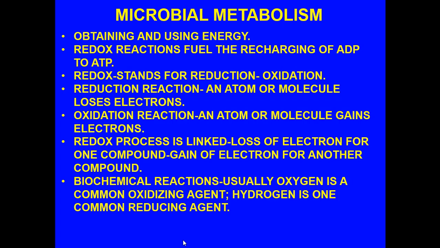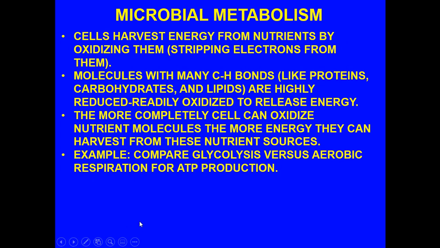In many biochemical reactions, usually oxygen is the common oxidizing agent and hydrogen is the common reducing agent. Okay? So when I say something's a reducing agent, it's going to probably end up losing electrons. The oxidizing agent is going to gain electrons. Now, cells harvest energy from nutrients by oxidizing them, stripping electrons from them. Molecules with many carbon to hydrogen bonds, such as proteins, carbohydrates, and lipids, are highly reduced and readily oxidized to release energy.